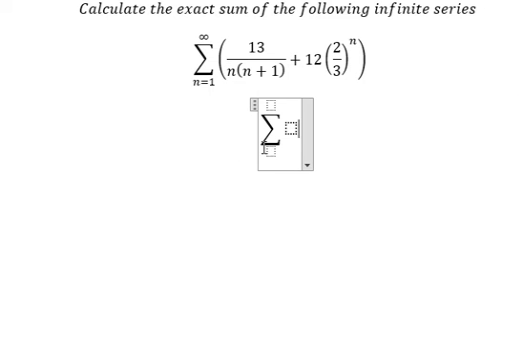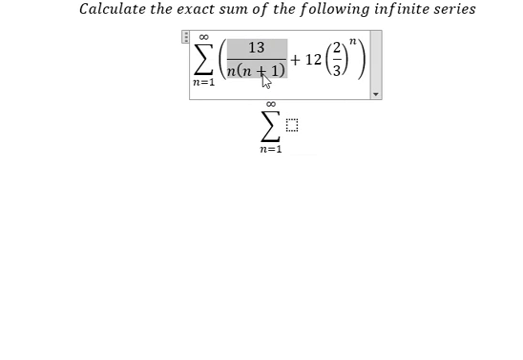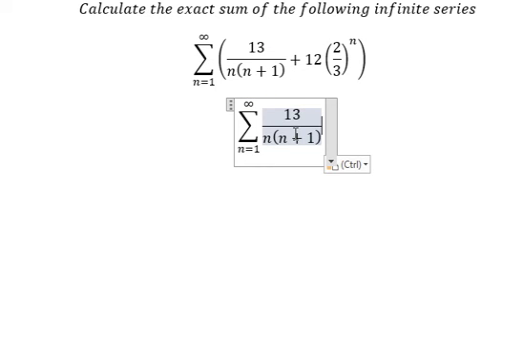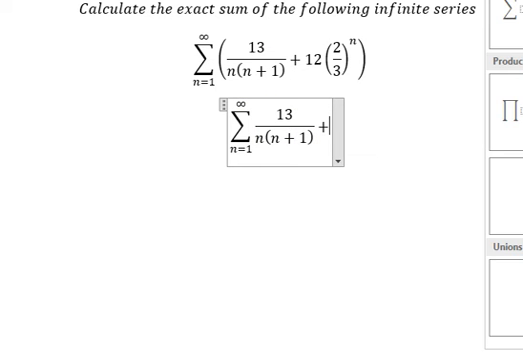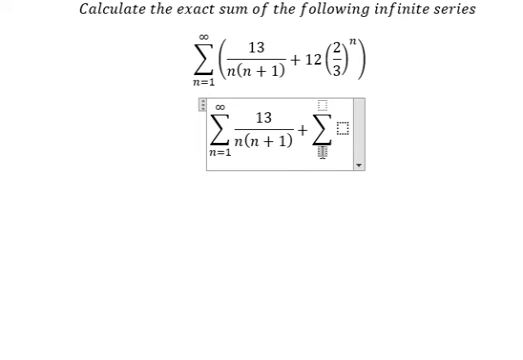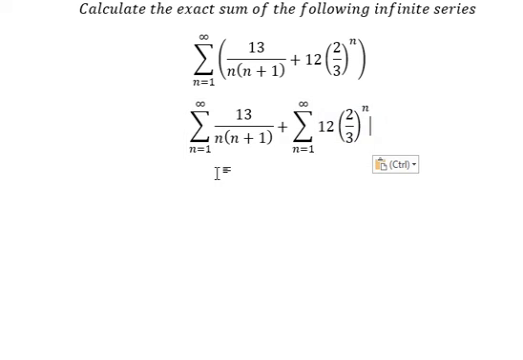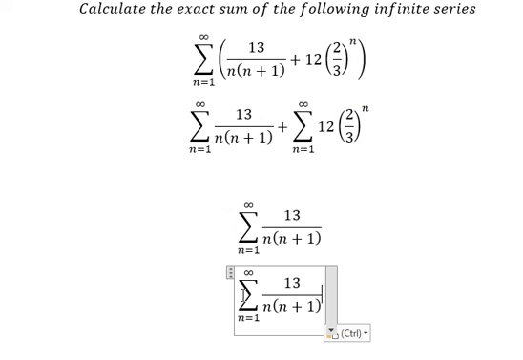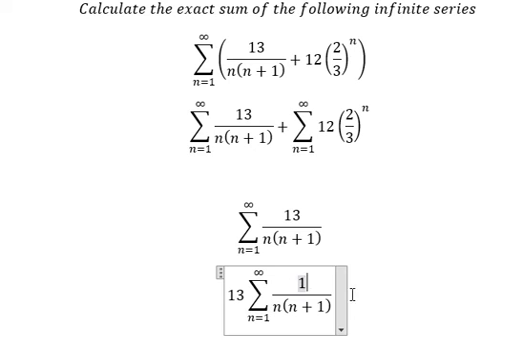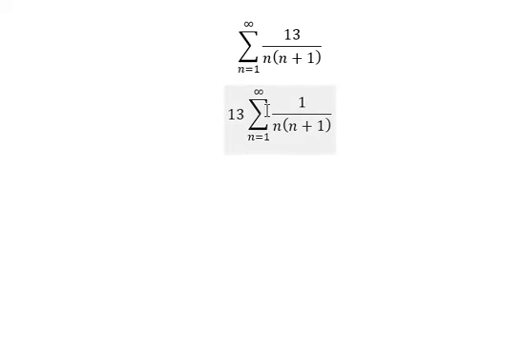So we have n equals 1 to positive infinity. This is about the series number 1. The next one is about the series number 2. So about this one, we put 13 outside. I will concentrate on this series only.